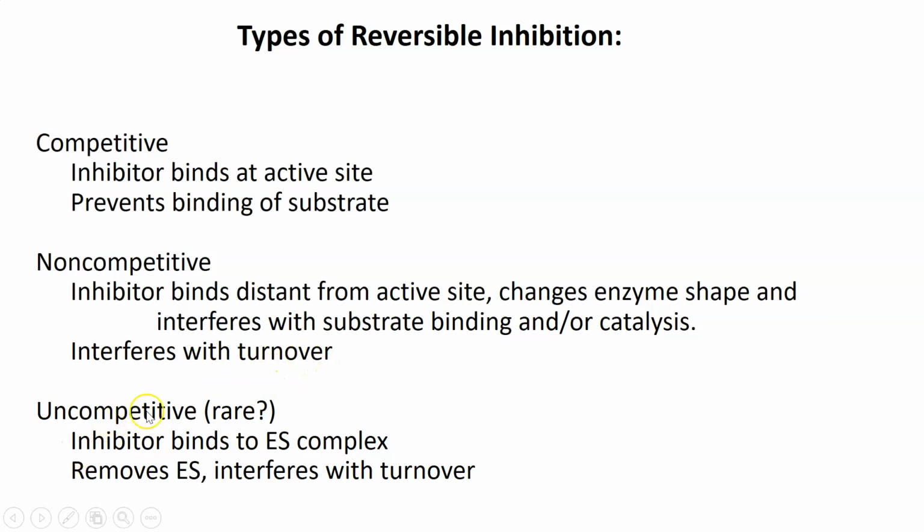Uncompetitive is very rare, because it binds to the enzyme substrate complex, so it doesn't bind to the enzyme when it's on its own. It binds specifically when the enzyme is bound to the substrate. As soon as the enzyme substrate complex is formed, the uncompetitive inhibitor comes in, binds to it, and basically locks everything. So the enzyme substrate complex can't undergo the next reaction to form product, and it does interfere with turnover.